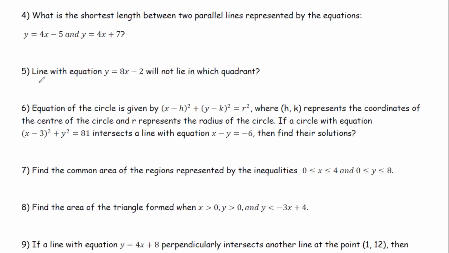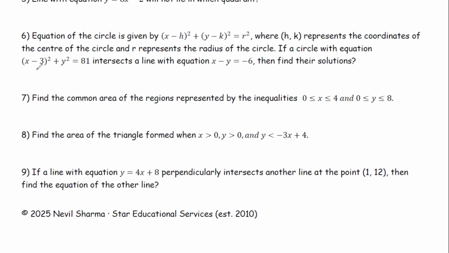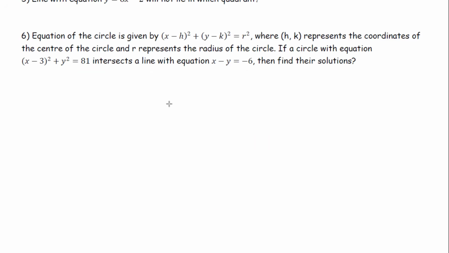Question number 6. Equation of circle is given by this, where h, k represents coordinates of the center of the circle, r represents the radius. So I've already discussed this part. If a circle with this equation intersects a line with this equation, then find the solution. Basically, you just have to substitute the value of y in here and get your answer.